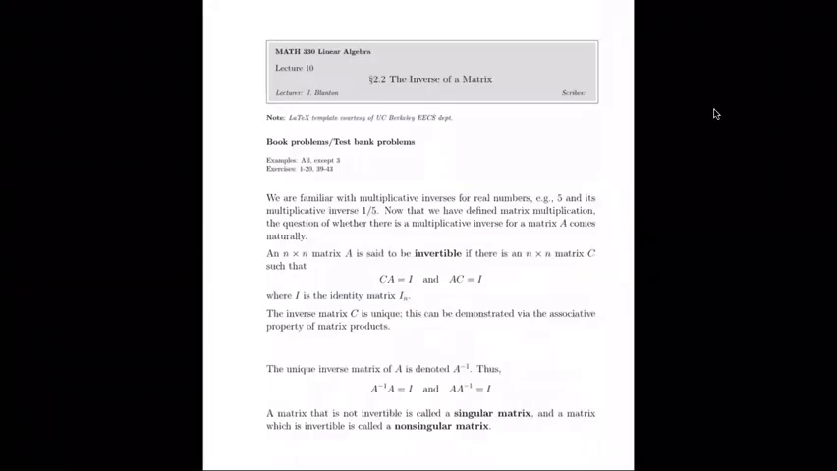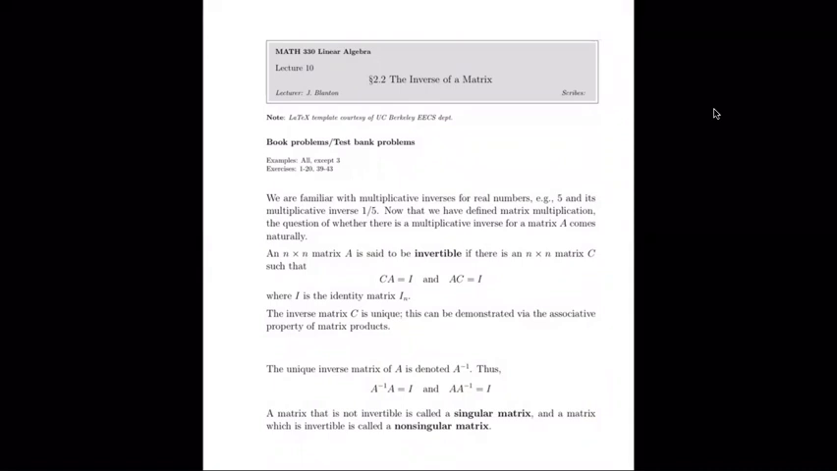Section 2.2 is the inverse of a matrix. This is a rather important section. We've already defined the product of two matrices, so long as their sizes match in an appropriate way, that it's well defined. So we've got multiplication of two matrices. The question is whether or not we have multiplicative inverses.